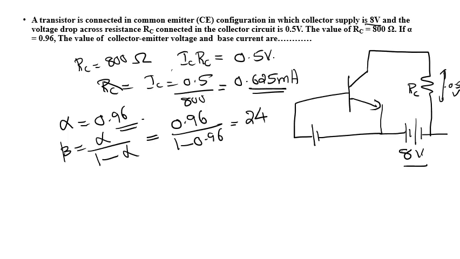So we calculated beta. We got IC value is equal to 0.625 milliampere, and beta value we got as 24.